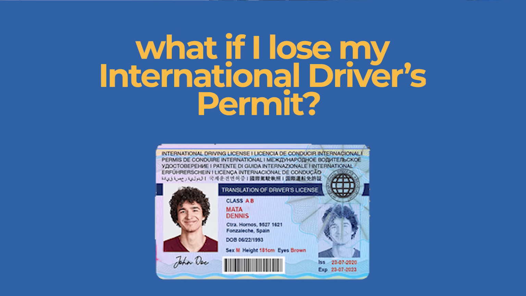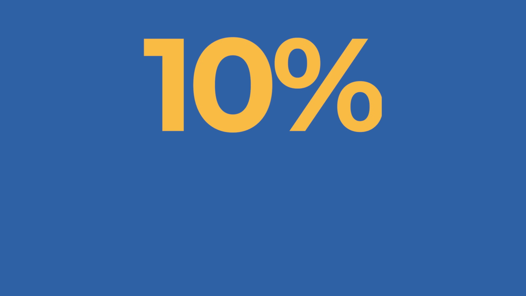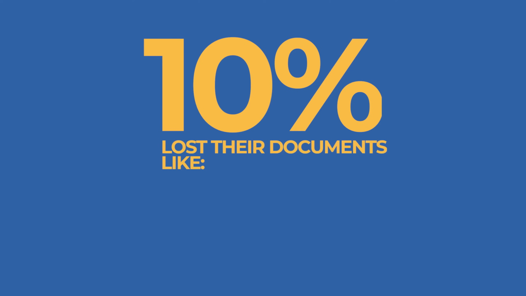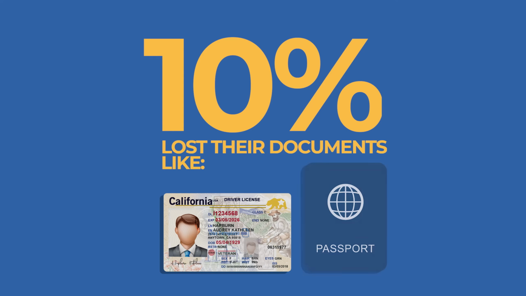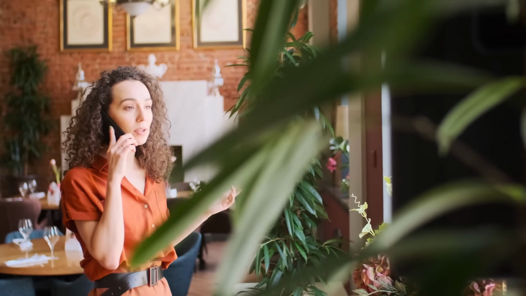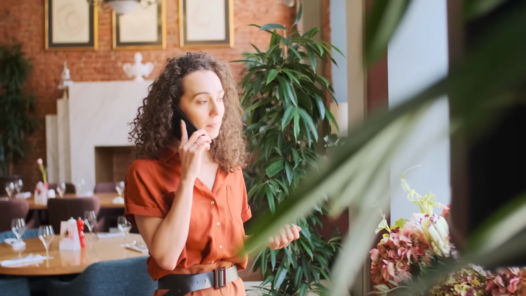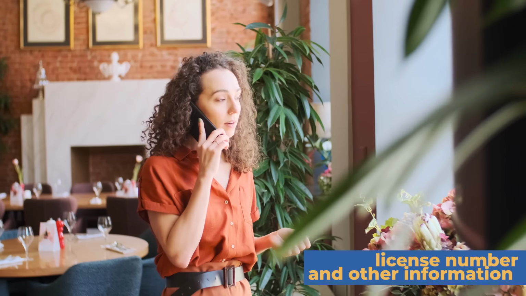What if I lose my international driver's permit? Well, you are not alone. According to one survey, up to 10% of respondents lost important documents like licenses and passports during travel. So what do you do? The first step is to contact the agency that produced your IDP. In most cases, all you need to provide is your license number and other information, and they'll print your booklet and send it to you.